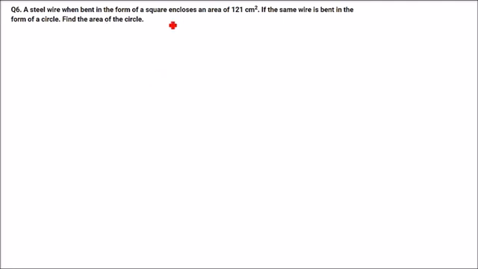A steel wire, when bent in the form of a square, encloses an area of 121 centimeters square. If the same wire is bent in the form of a circle, find the area of the circle. So if you take a square, say this is the side, A is the side, and all the sides will be equal. And the area is given as 121 centimeters square.